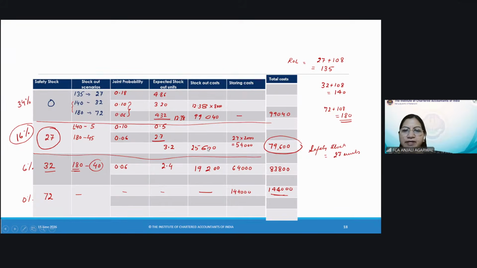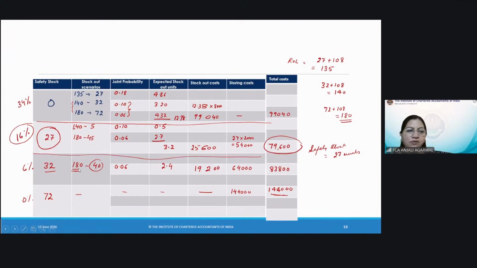Cost of stock out is 8,000 per ton. So 3.2 into 8,000. And carrying cost is 27 into 2,000. So the total cost comes out to be this. If you want to cover this situation also, you must keep a safety stock of 32. So 32 plus 108, 140.